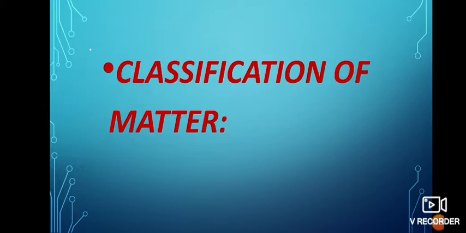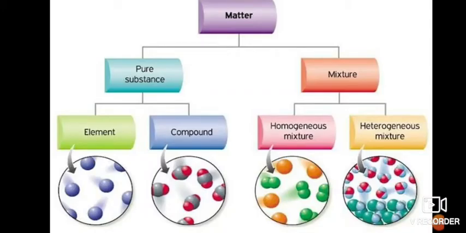Now, first of all, we will discuss the classification of matter. What do you mean by matter? Everything in this universe which has mass and occupies space is called matter. At the macroscopic or bulk level, matter can be classified as mixture and pure substance.